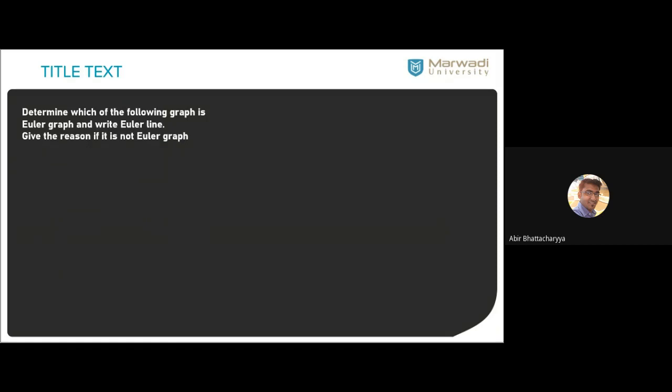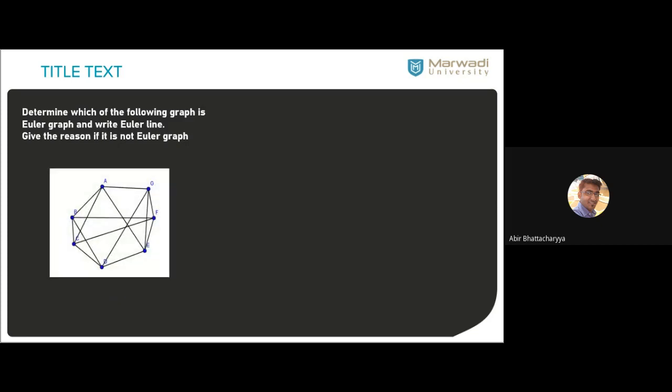Now determine which of the following graphs is a Euler graph and write the Euler line. Give the reason if it is not a Euler graph. Reason means two reasons. First reason, check the degree of vertices. Second reason, you cannot construct a Euler line. Both things you have to write. And if it is a Euler graph, you have to construct a Euler line and write that this is the Euler line. That's why this is the Euler graph. Is that clear?